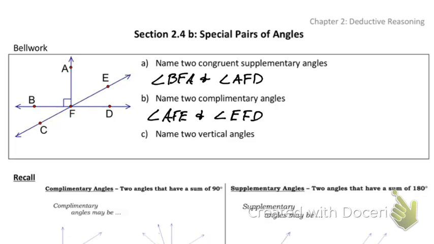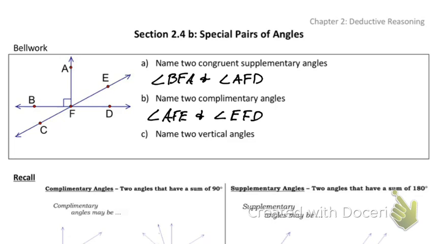Because when I highlight these, let me go ahead and highlight them. This is our AFE and our AFD. That definitely makes a 90-degree angle because this little box over here says this side's 90. So the other side has to be 90 as well because they add up to 180. Cool. All right, we got one more.